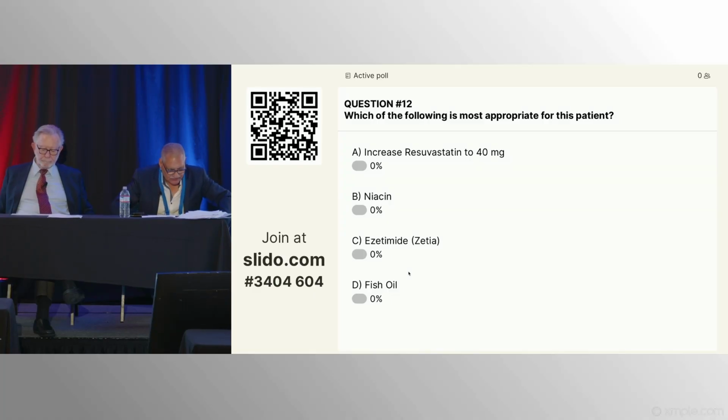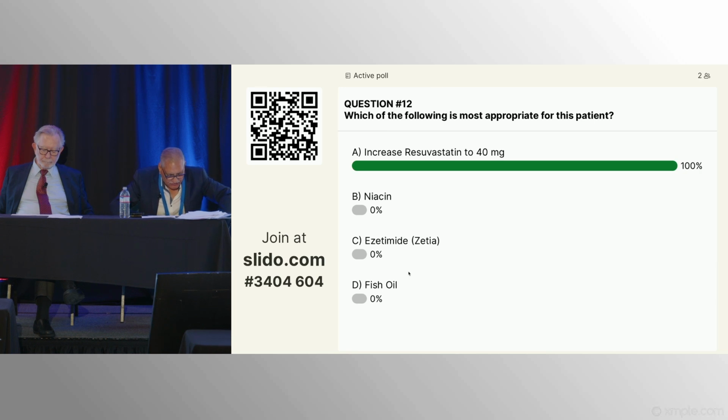I think we'll have time for one more question. A 60-year-old man, status post MI with stent placement to the right coronary artery, presents for his follow-up visit. LDL cholesterol is 90 milligrams per deciliter on rosuvastatin 20 milligrams. Which of the following is most appropriate for this patient? A, increase rosuvastatin to 40 milligrams. B, niacin. C, Zetia. D, fish oil.